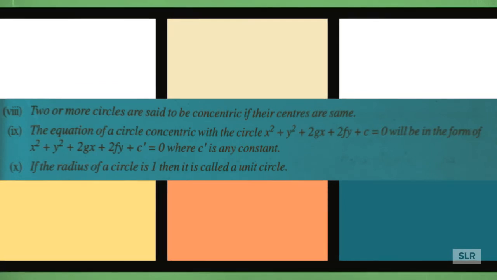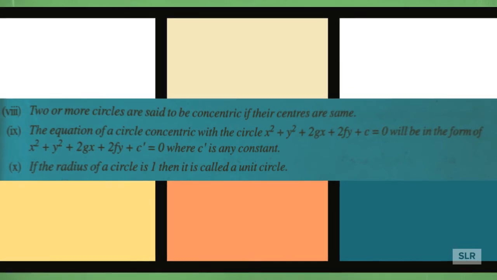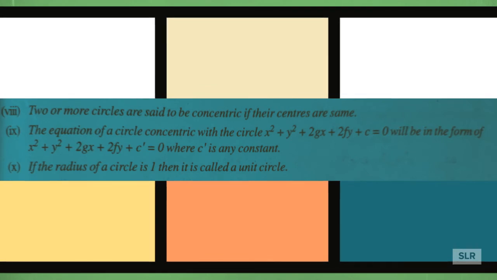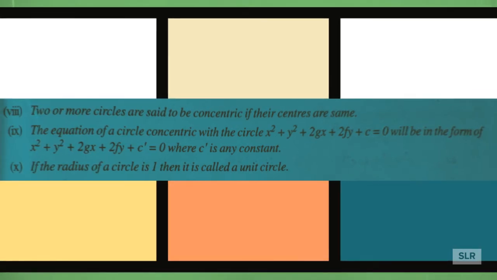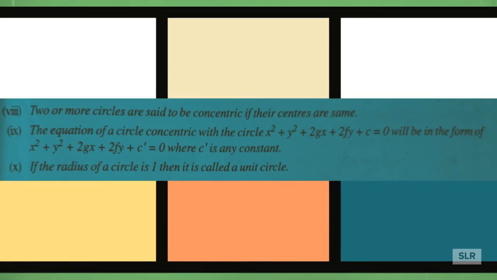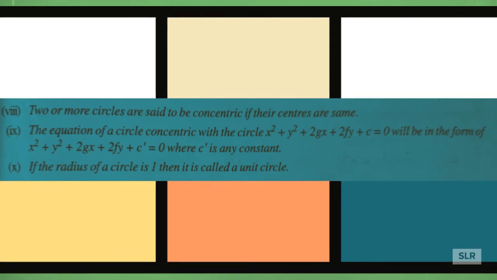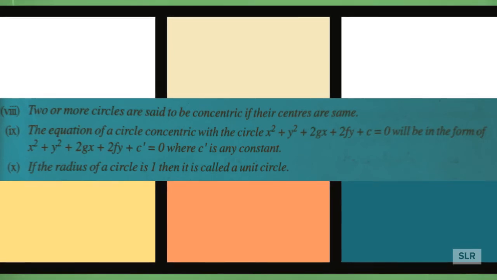Concentric circles are circles with the same center. The equation of the circle concentric with the circle x² + y² + 2gx + 2fy + c = 0 will be x² + y² + 2gx + 2fy + c' = 0, where c' is any constant. Therefore, concentric circles differ only in the constant term.